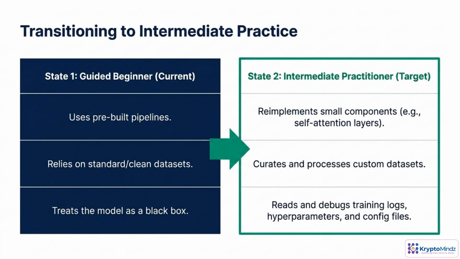The shift from beginner to intermediate is about moving from using transformers to really working with them. Beginners mostly rely on pre-built pipelines, clean benchmark datasets, and treat the model as a black box. Intermediate practitioners start rebuilding small components, preparing their own datasets, and reading configuration files and logs. The more of that inner machinery you touch, the more control and intuition you gain over how models behave.